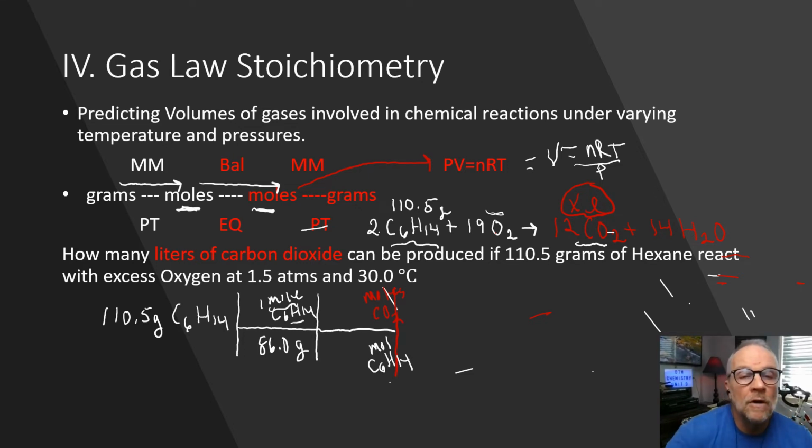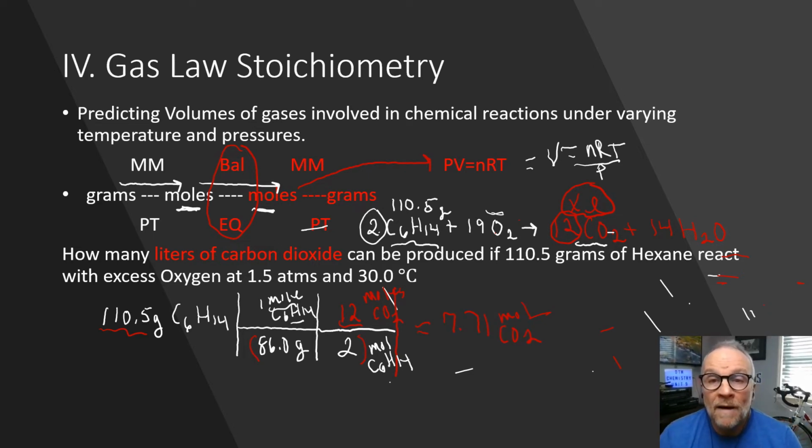All right, so whenever you go from moles to moles, use the balanced equation and the coefficients off of that. So let's pick off our carbon dioxide first. We have 12 moles of carbon dioxide for every 2 moles of our C6H14 or hexane. So when we do that calculation, it's 110.5 times 12 divided by 86 times 2. So here, now that we have our molar amount, we can use our PV is equal to nRT to adjust the volume for those conditions.